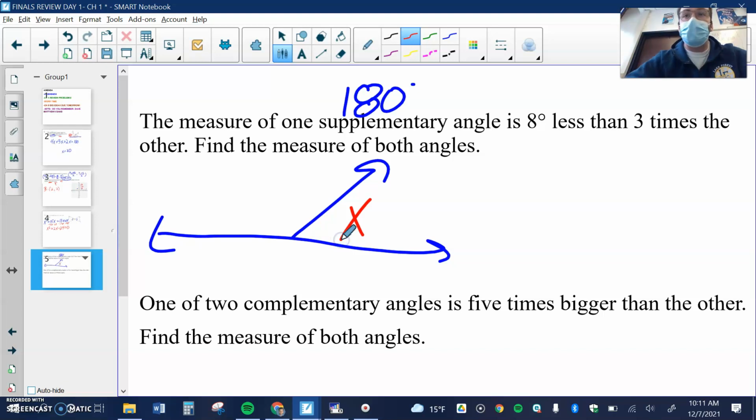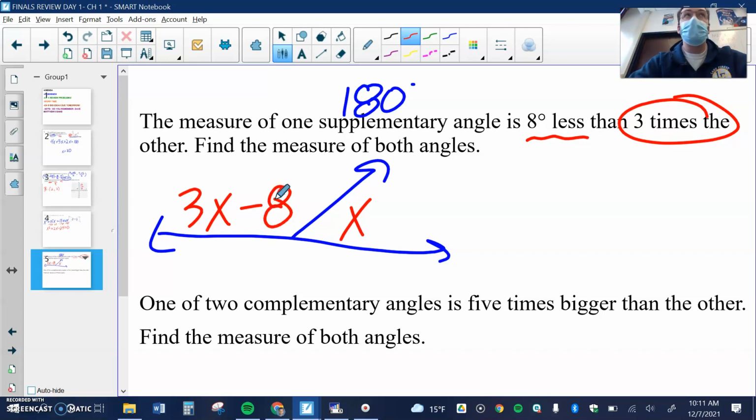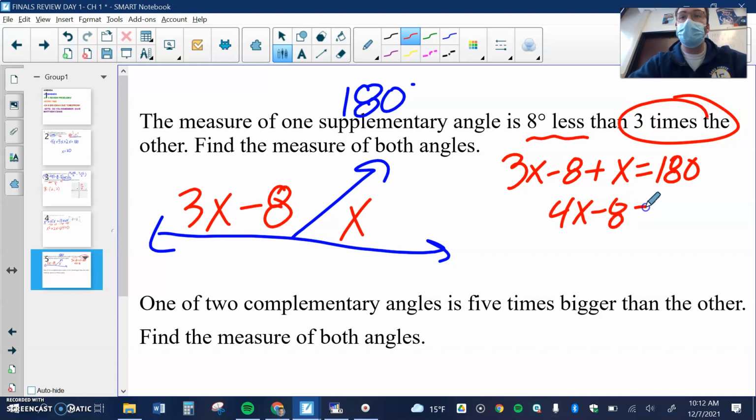I call the smaller one x. 3 times the other, 3x. 8 less than that, minus 8. These must equal 180, so 3x minus 8 plus x equals 180. 4x minus 8 equals 180. 4x equals 188. 188 divided by 4 is 47.